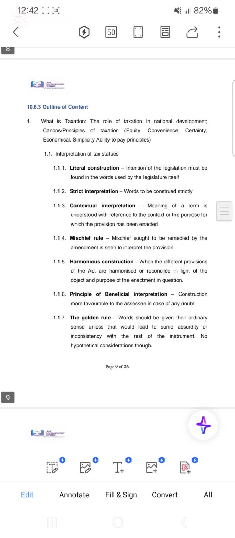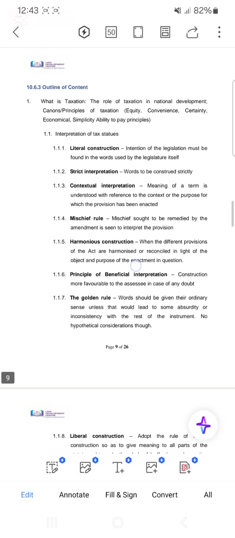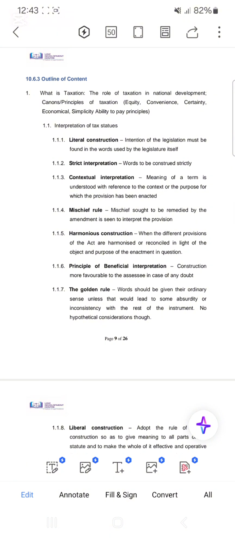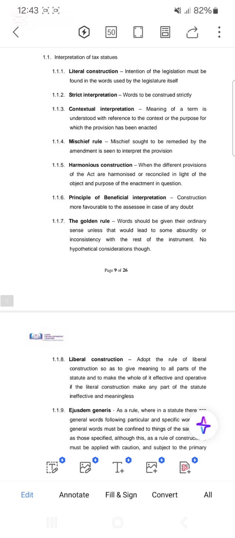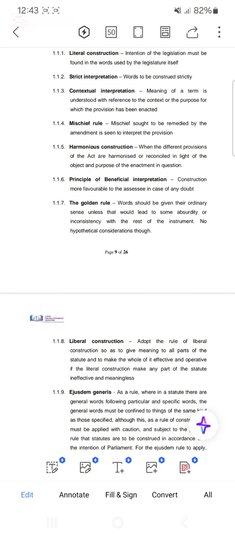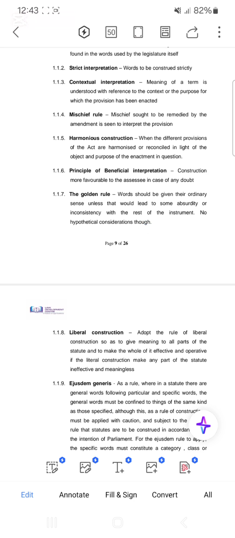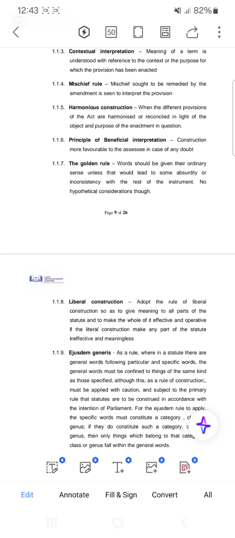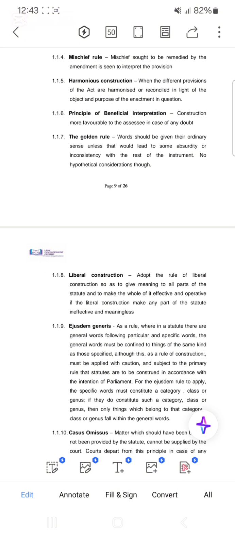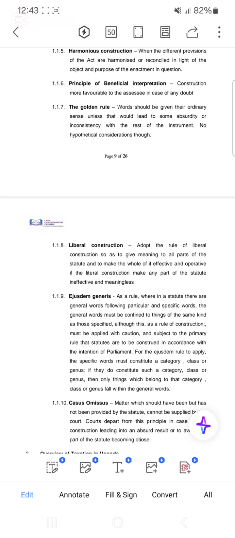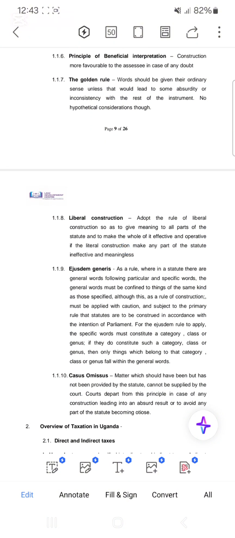Then from there we look at what is taxation, the role of taxation in national development, canons or principles of taxation, and interpretation of tax statutes. We have the rules of construction. Intention of the legislator must be found in the words used by the legislature. Strict interpretation: words to be construed strictly. Contextual interpretation: the meaning of a term is understood in its context. Mischief rule: the mischief sought to be remedied by the amendment. Harmonious construction: when the different provisions of the Act are harmonized or reconciled. Principle of beneficial interpretation: construction more favorable to the assessee in case of any doubt. And the golden rule: words should be given the ordinary sense unless that leads to some absurdity.